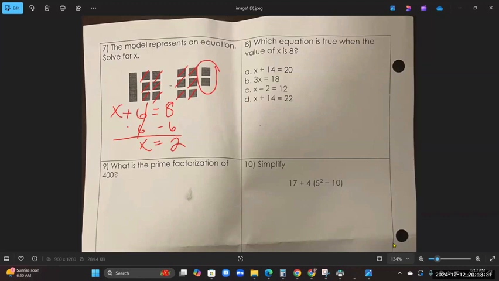All right, which equation is true when the value of x is equal to 8? So that would just mean we would substitute x into each equation. 8 plus 14, that would be 22, so incorrect. 3 times 8 is 24, incorrect. 8 minus 2 would be 6. 8 plus 14, we already did, 22. D is correct.